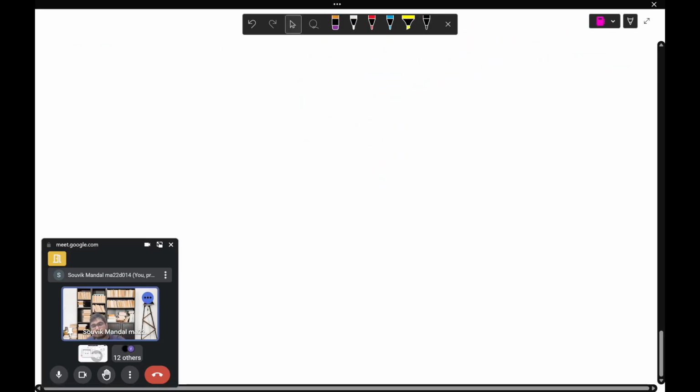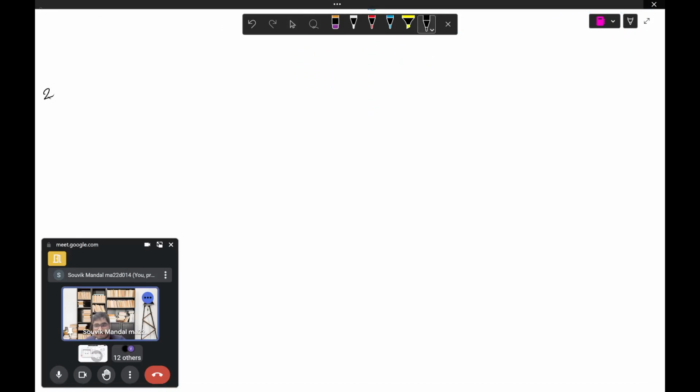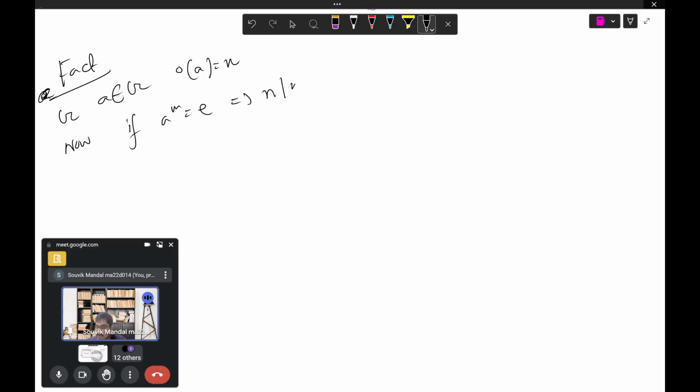Okay. So, it's a fact or a theorem or problem, whatever. Suppose G is a group and suppose a is an element of G and suppose the order of a is equal to n. Now if a to the power m is equal to identity, this implies n divides m. Do you know this theorem or this thing?